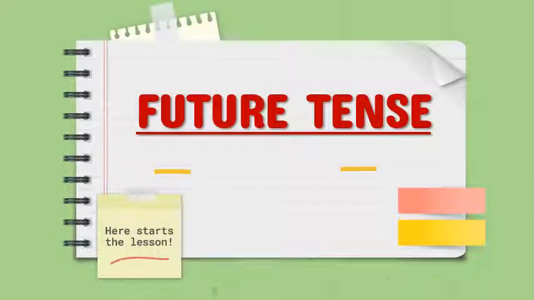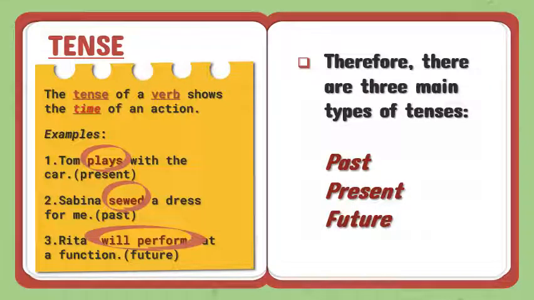Dear students, let's start the lesson of tenses and more specifically about future tense. Let us first begin with the definition of a tense. The tense of a verb shows the time of an action. Students, let's look at the following examples.